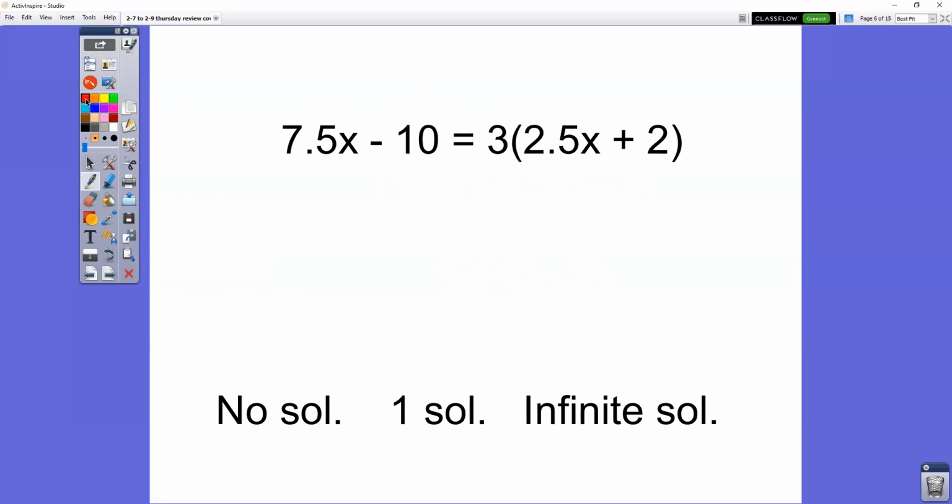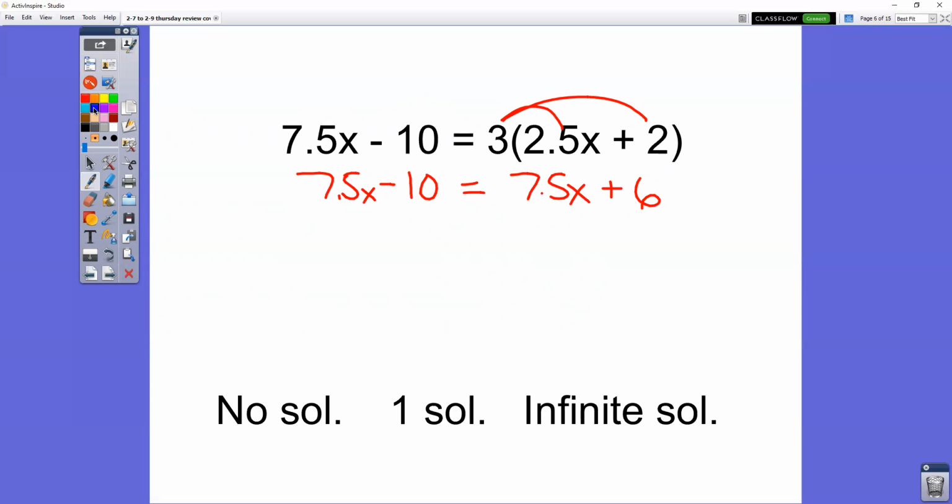So in this one, you would have to do the distributive property first. I'm going to take that 3 and multiply by 2.5x, which gives me 7.5x. Take that 3 and multiply by 2, which is 6. Bring down everything else that we didn't use yet.